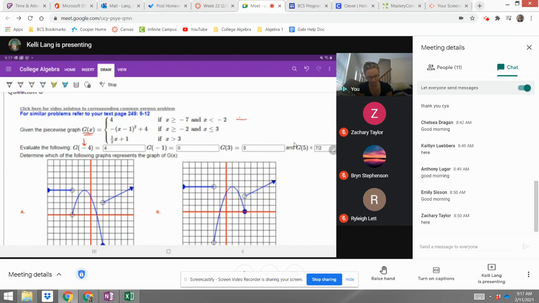So that's going to require us to figure out where to plug the -4 in. Do we plug it in here? Do we plug it in here? Or do we plug it in here? Well, -4 is going to be in here, where -4 is greater than or equal to -7, but x is less than -2. So if we plug it in here, then our answer is just 4. So that's where we get this.